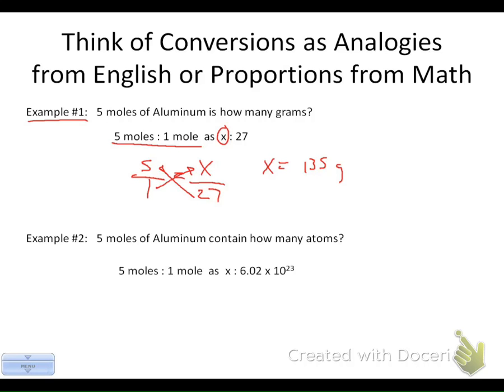Another example, if you go back to 2 slides ago when we first looked at moles and using Avogadro's number, we have 5 moles is to 1 mole, as what number is to Avogadro's number? Again, if you set that up as a proportion, you will get 5 times Avogadro's number, and you would get the same 3.01 times 10 to the 24. If this makes a lot of sense to you, you may want to select this method.